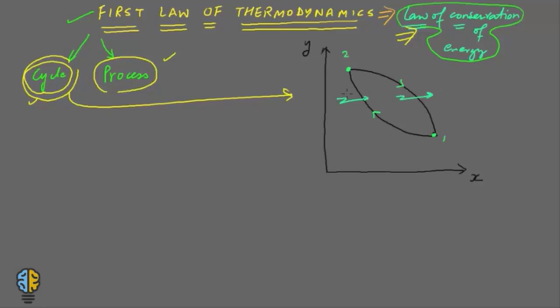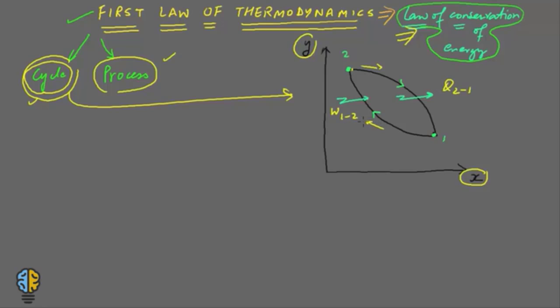This diagram is plotted between two arbitrary properties, property x and property y, and it is showing a system which is undergoing a cycle, that is from 1 to 2 and then again back from 2 to 1. Let us say in going from 1 to 2 we transfer some work to the system, W12, and in coming back from 2 to 1 the system throws out some heat, Q21.